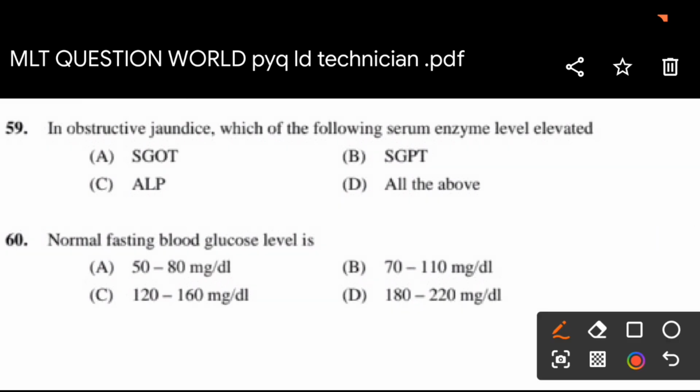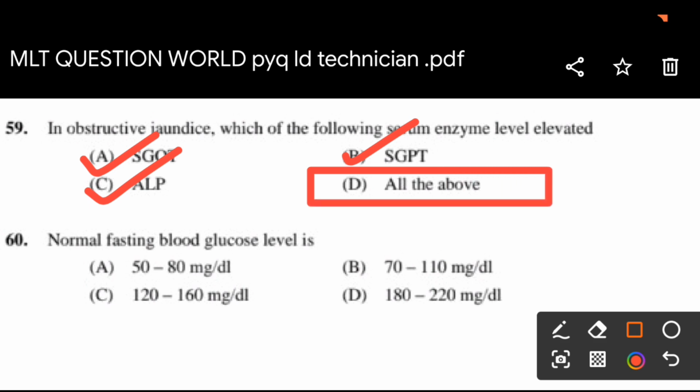Then, next question. In obstructive jaundice, which of the following serum enzyme level elevated? SGOT, SGPT, ALP, all the above. In obstructive jaundice, OT, PT and ALP are increased. So, here the right answer, all the above.